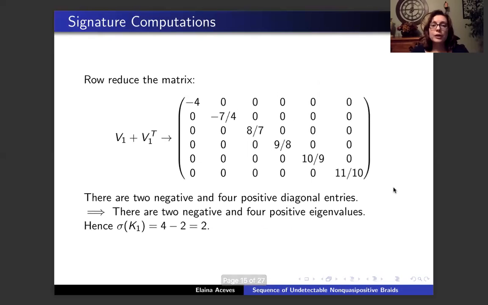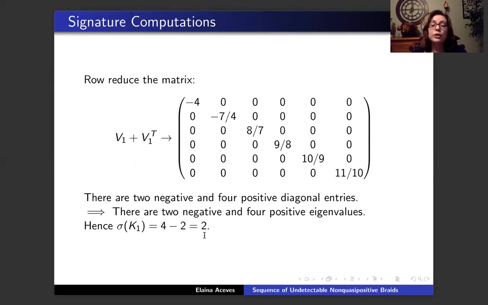If we row reduce this matrix, we obtain this diagonal matrix. Notice we have 2 negative values and 4 positive values. That implies there are going to be 2 negative eigenvalues and 4 positive eigenvalues. Hence, our signature is going to be 4 minus 2, which is 2.